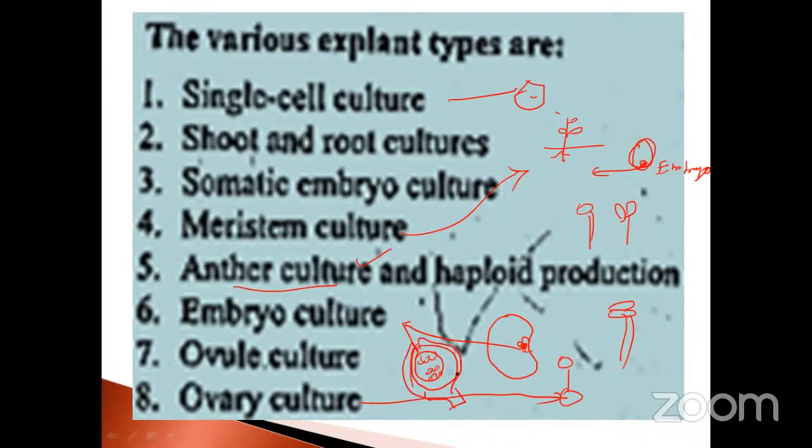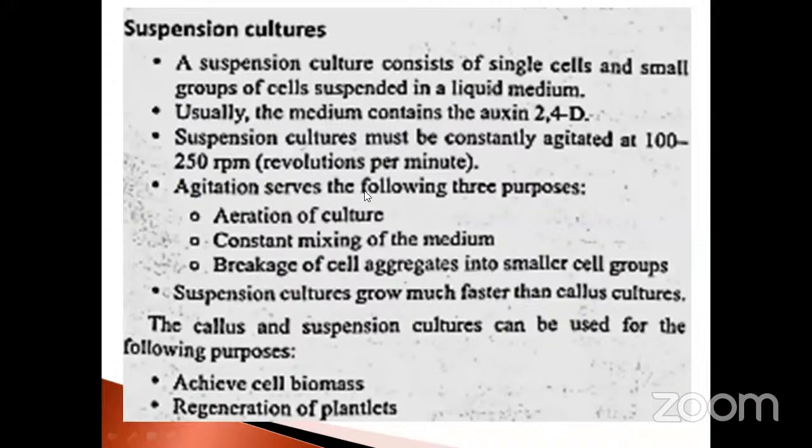So this is considered ovule. Okay, so these are the 8 types of culture that have been reported. Suspensor culture, already told you. The suspensor culture consists of single cells and small groups of cells suspended in the liquid medium. Don't forget, my dear student. This is very, very important.